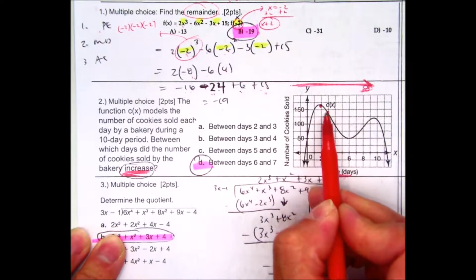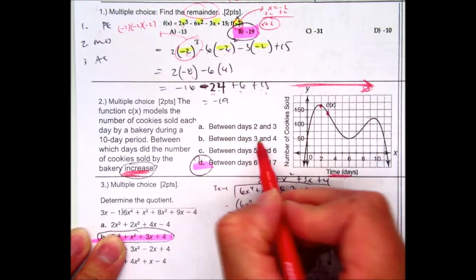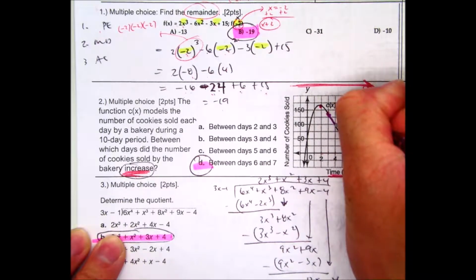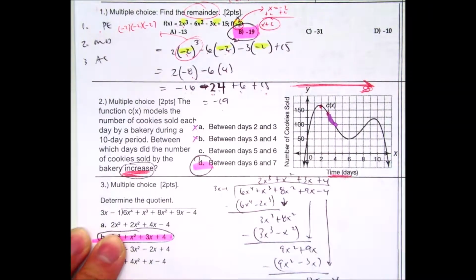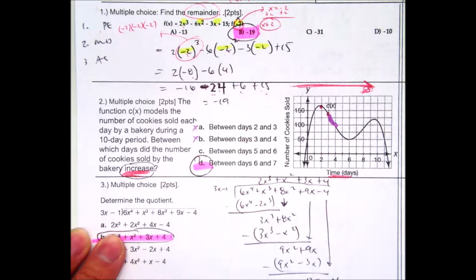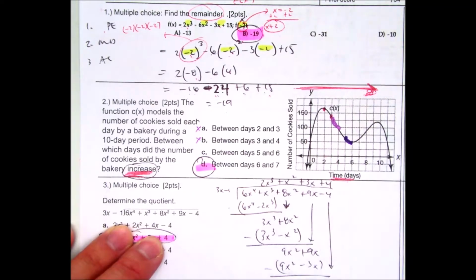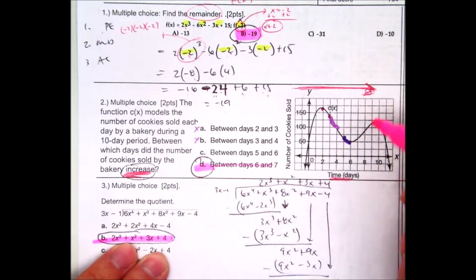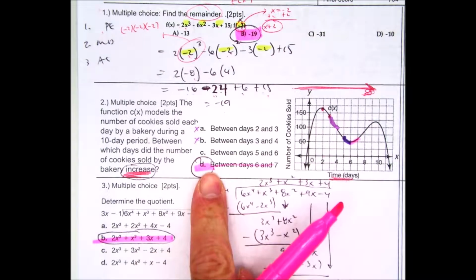Going from left to right, you're going down. Think of it as a roller coaster. You're going in this direction. Days 3 to 4. So from here to there. No, going down. Days 5 to 6. From here to here. You're going down on the roller coaster. The only part where you're actually going up is days 6 to 7. Day 6, there's day 7. So that would be choice D.